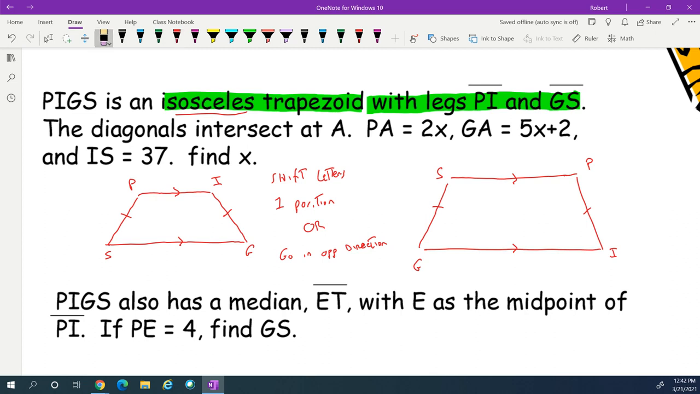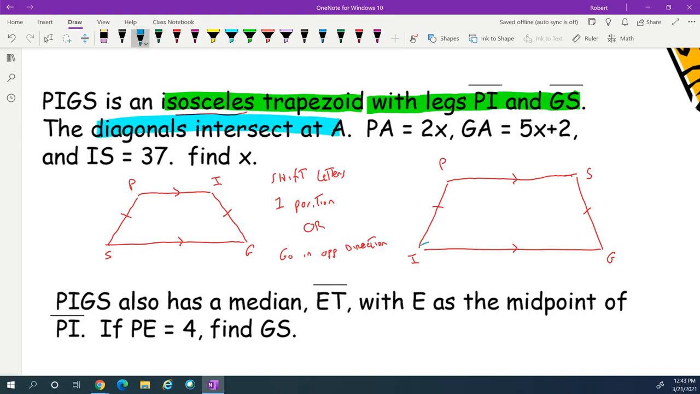Or I can just go in the opposite direction. Well, let me just get that line there. P, and now go counter. I, G, S. And again, this picture works. So we have to be a little bit careful because bases and legs are different things. So now that I have a picture that works, I'm going to put in those diagonals.